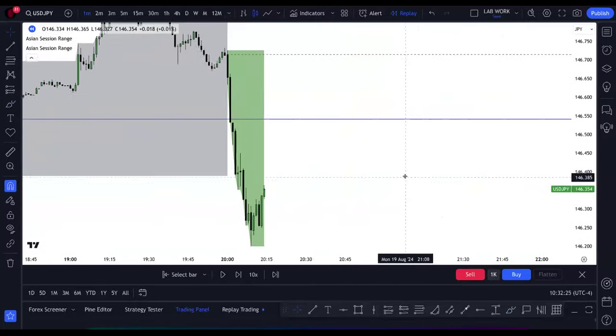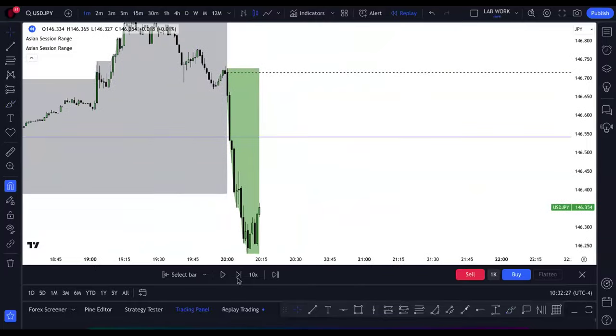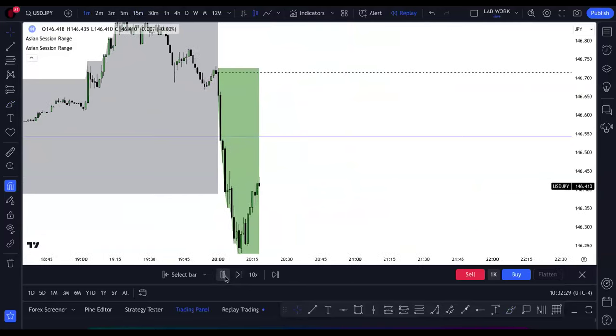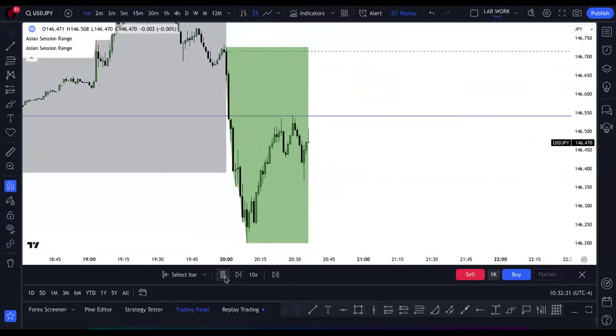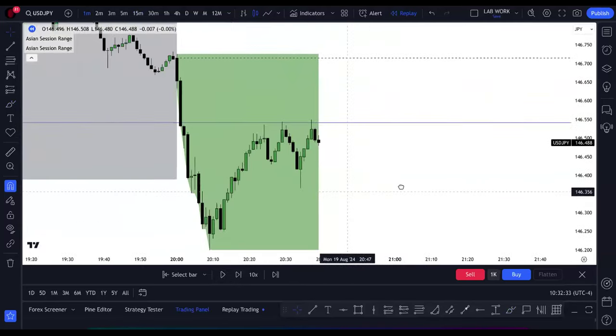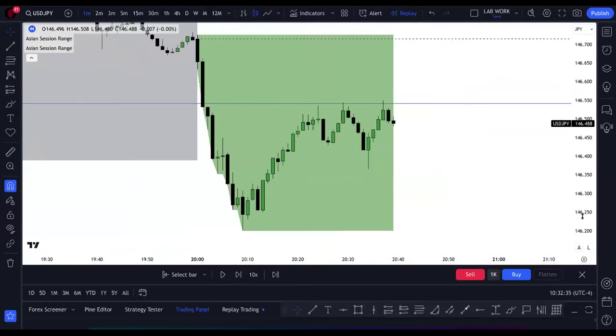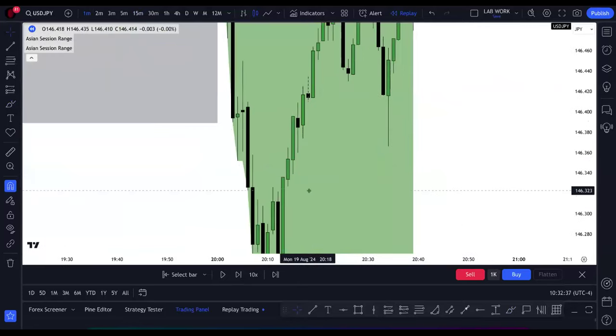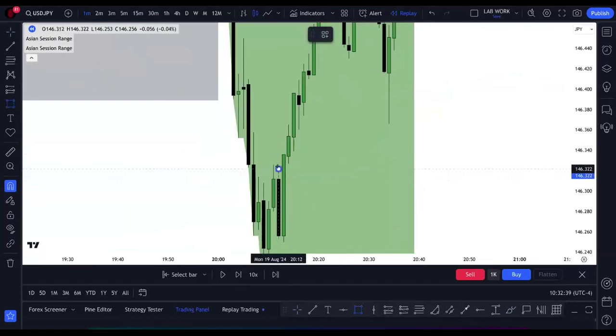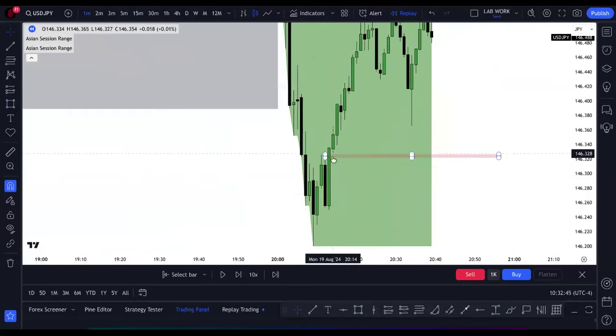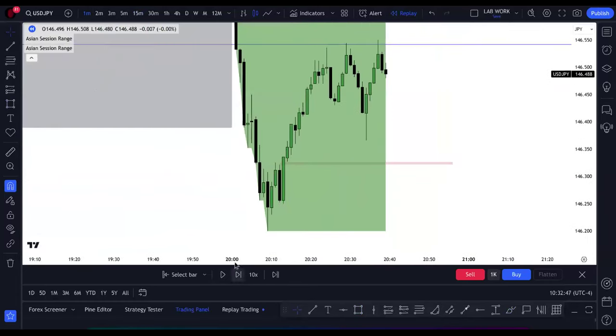And it has to form below the opening price, discount. And I'm looking for a fair value gap. And we're going to mark off the first fair value gap that forms too. This is the very first one. It's very small, but it is a fair value gap. It's a tiny one. It's not one that most people would see, but it is one.